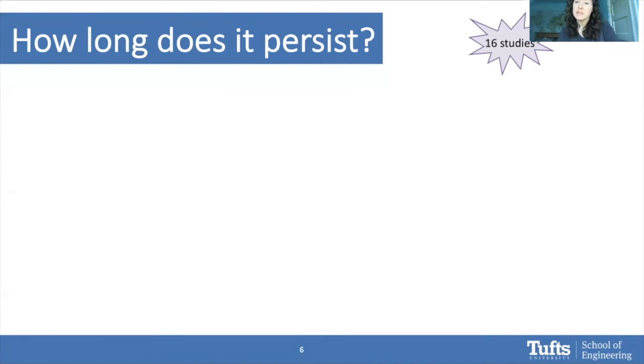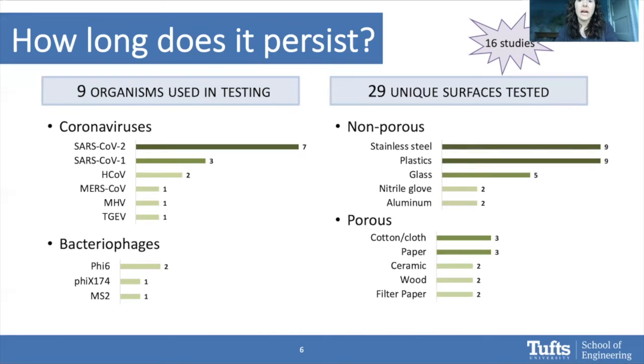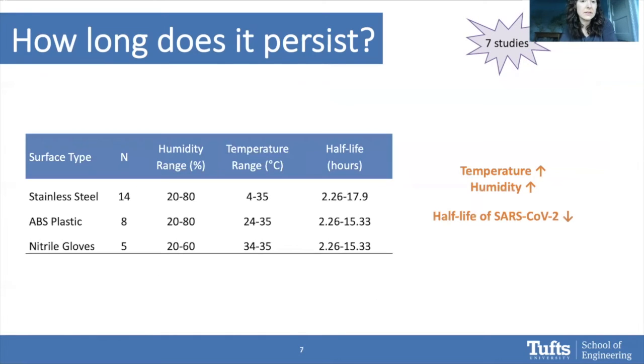How long does it persist on surfaces? So 16 studies looked at 9 different organisms, predominantly looking at coronaviruses, including 7 studies that used SARS-CoV-2, but also some bacteriophages. And then 29 different surfaces were tested in this testing. These were predominantly non-porous surfaces, such as steel and plastic, but some studies also looked at cloth or paper. All of these studies did test for viral or surrogate infectivity and/or viability.